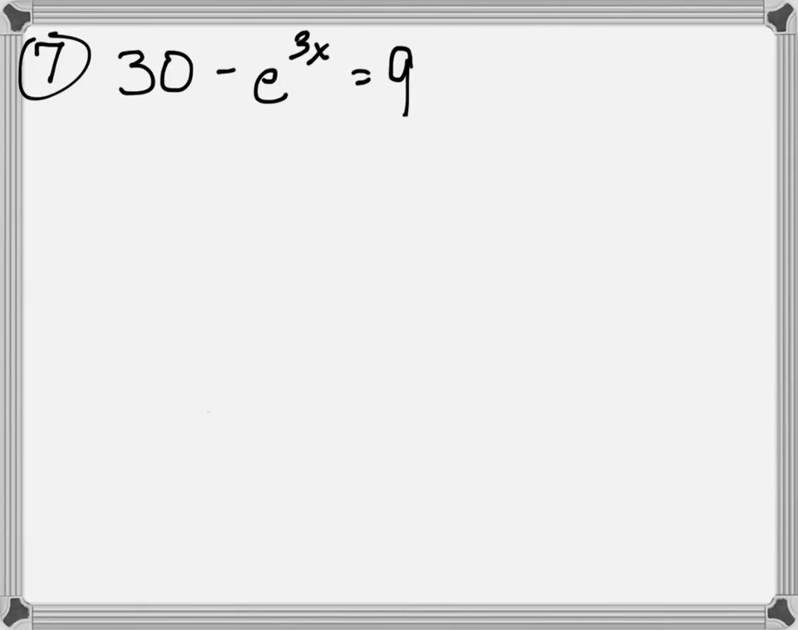So, number 7. What is different about number 7? There's a number being added at the beginning. So we need to get it to where the exponential is by itself. Subtract 30. So that means we have negative e to the 3x is equal to negative 21. Have we worked with any negative exponentials? So what do you think we might do? Get rid of the negative sign by either multiplying both sides by negative 1 or dividing both sides by negative 1. And so that's going to give us e to the 3x is equal to positive 21.